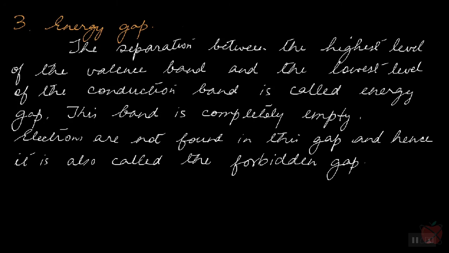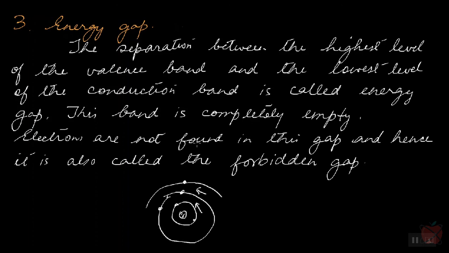And the last one is called the energy gap. Like I told you, the separation between the highest level of the valence band and the lowest level of the conduction band is called the energy gap. This band is completely empty, just like in atoms. In atoms you have the nucleus, then you have the shells or the energy levels, so the electrons can be only here. Can the electrons be here? No, the electrons cannot be there. They are forbidden to be here.